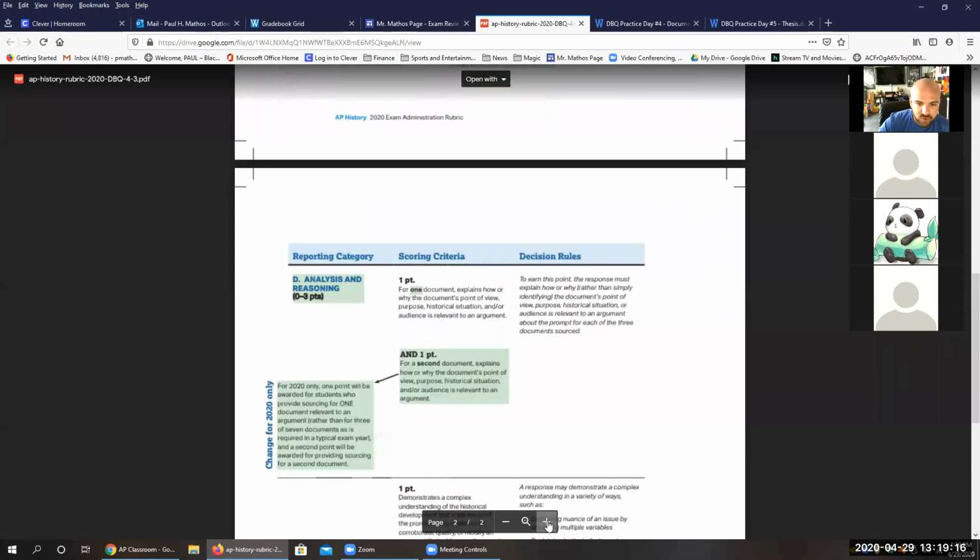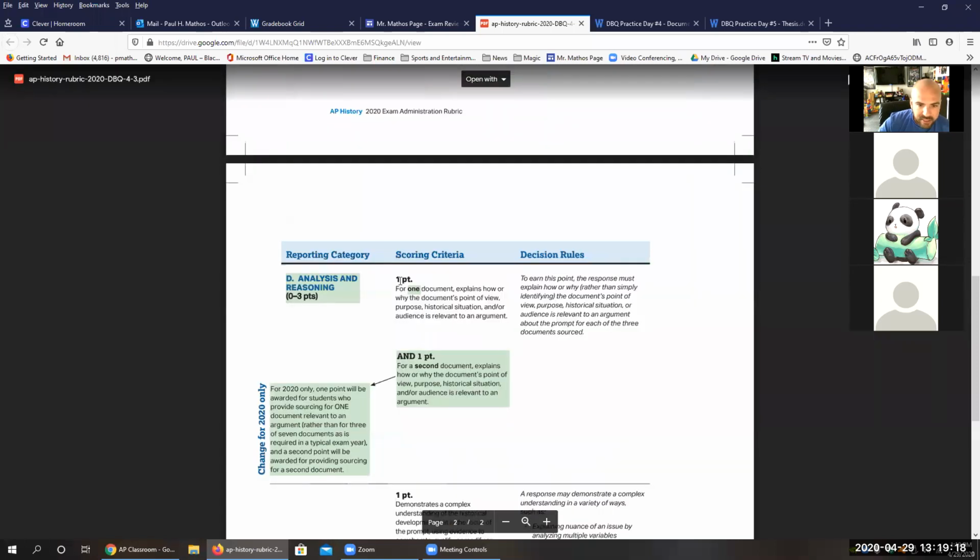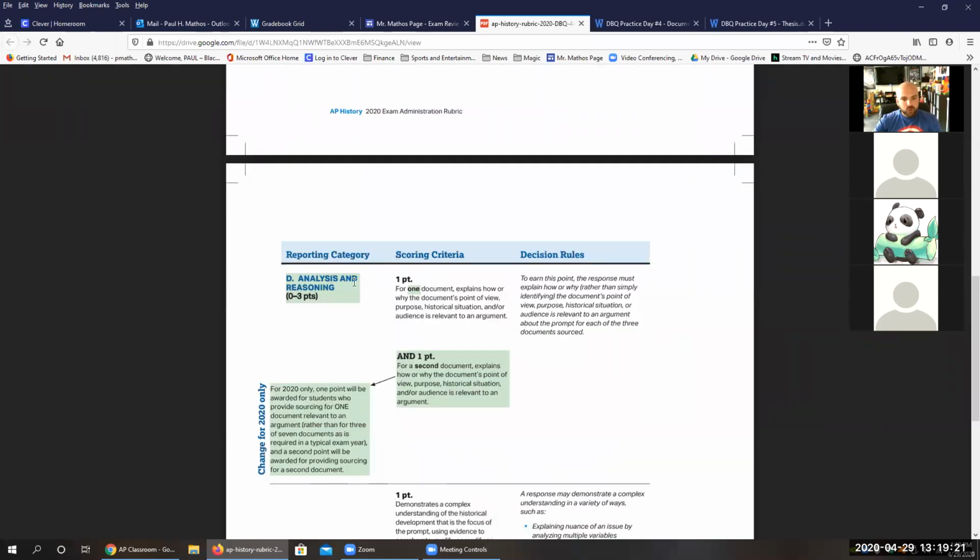I'm going to try to zoom in here, and I hope you can see it. But to get the first analysis and reasoning point, all you have to do is, for one document, explain why the document's point of view, purpose, historical situation, or audience is relevant to your argument. That's it. That could bump a 3 to a 4 and get you a 3 overall, so you can get college credit.